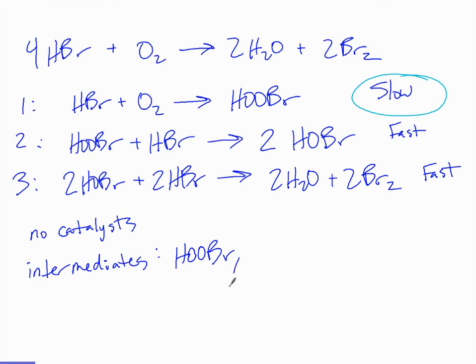And our other intermediate here, HOOBr, over and over. Those are the 2 intermediates. Everything else is one of the original reactants, HBr and O2, and then everything else over here is products. So no catalyst, 2 intermediates.